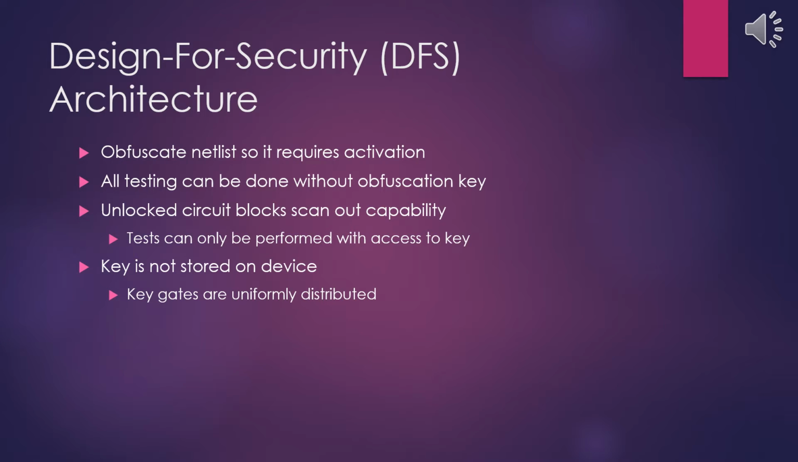A solution to the problems with traditional obfuscation approaches is the Design for Security, or DFS, architecture. This architecture is a unique approach to obfuscation that has several secure features. The netlist is obfuscated and requires a key to be activated, but all testing and analysis can be performed without access to the key. In addition, the unlocked circuit blocks scan capability, which prevents greedy attacks using a reference unlock chip. After being unlocked, tests can still be performed, but they require access to the key.